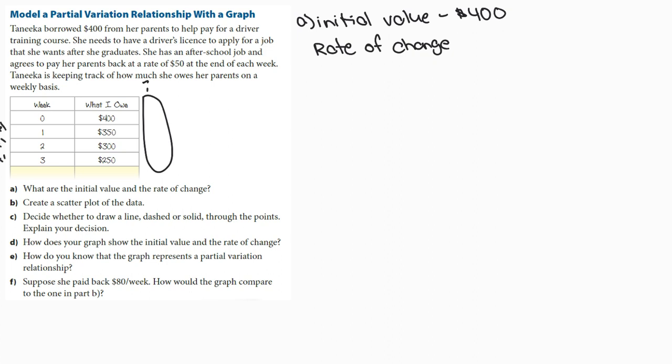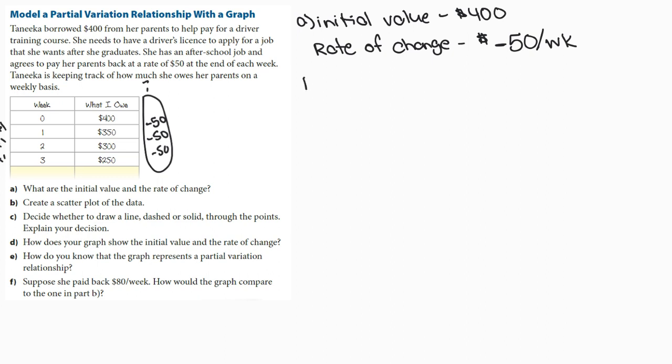And what's actually happening is we're going down by 50. So I'm going to put minus 50 because it's going down. So the rate of change would be a negative $50 per, oh, not hour, because we're not dealing in hours anymore. We're dealing in weeks, okay?